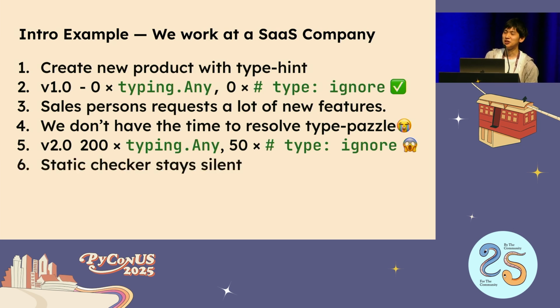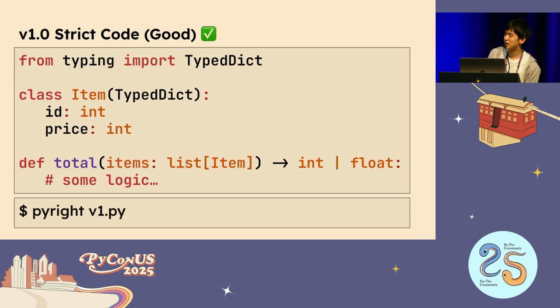The static type checker in CI passes. Okay, it's good. Good? Not good. Bugs slip into the production code. Please check the example code. In version 1, we use typing.Dict. It's very strict. This function gets a generic list with items and returns the union type into a float.